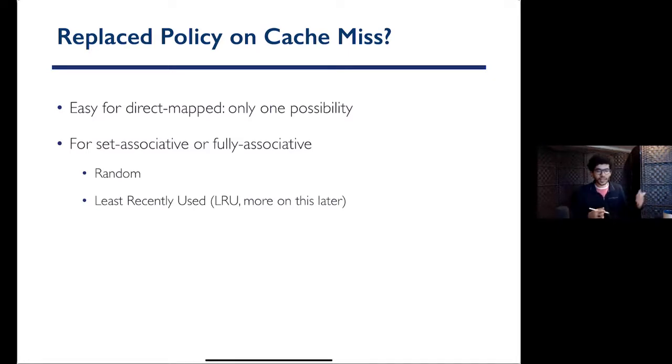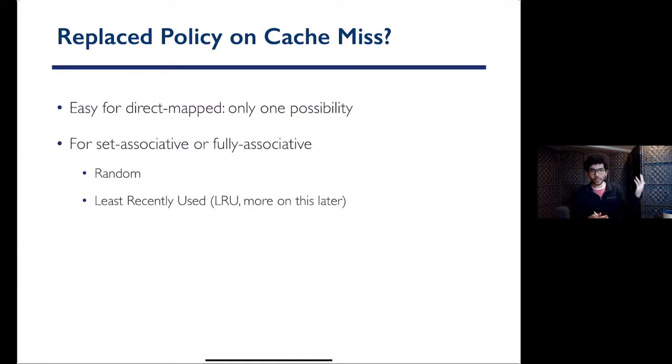Now, if I have set associativity like 2-way, 4-way, 8-way, this means that I have more than one option to evict. So if all of them are full, then which one of the blocks am I going to evict to put the new one in? Now for that, I can randomly choose.